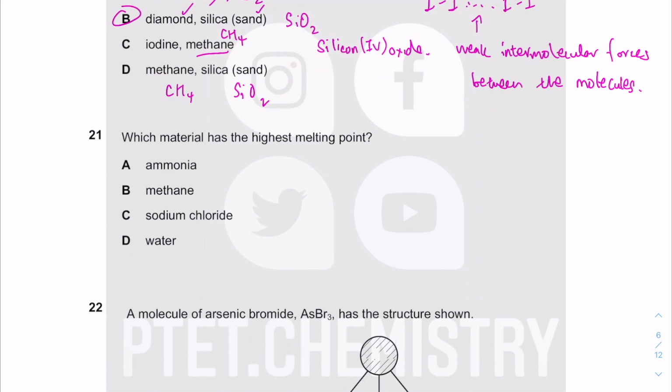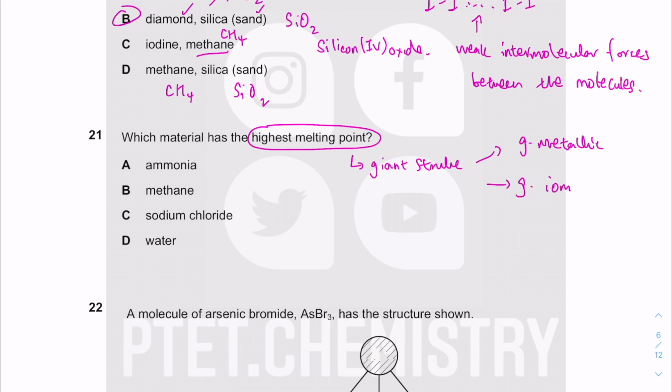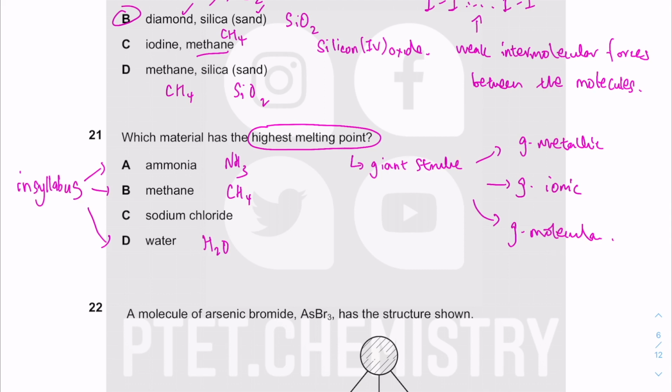Question 21. Which material has the highest melting point? We are looking for giant structure, which of course, it could be giant metallic, it could be giant ionic, it could also be giant molecular. Ammonia is a simple molecule. CH4 is a simple molecule. H2O is a simple molecule. These are all in the syllabus under simple covalent molecules under covalent bonding.